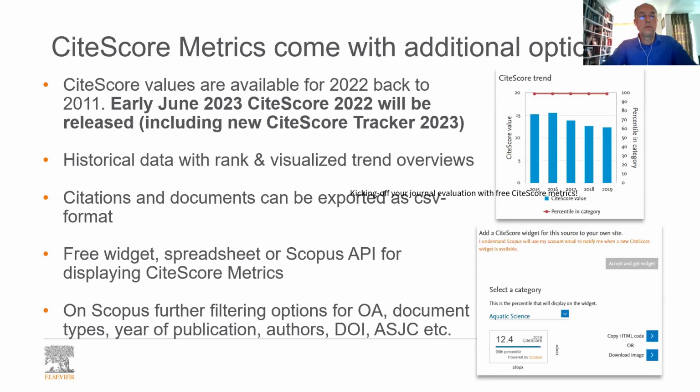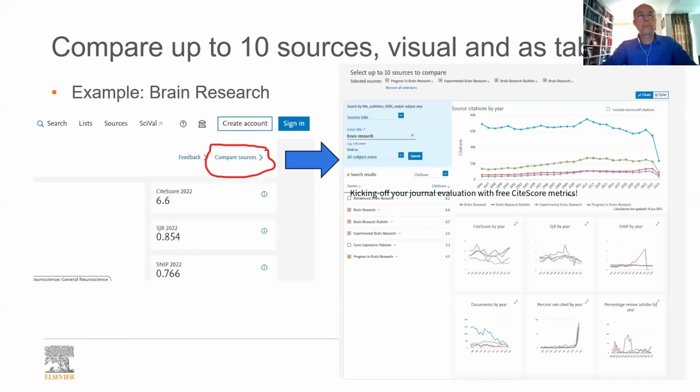And there are all kinds of further filtering options on Scopus if you are within the context of its source page, where you can look at specifically open access or document types, years of publications, author, especially more details like DOIs and categories as well.